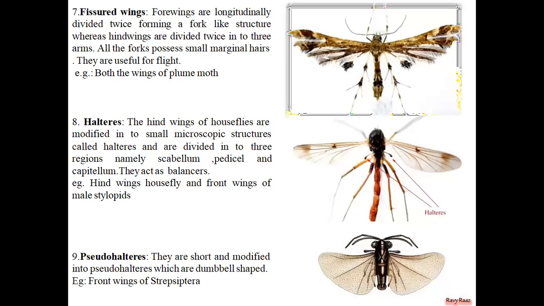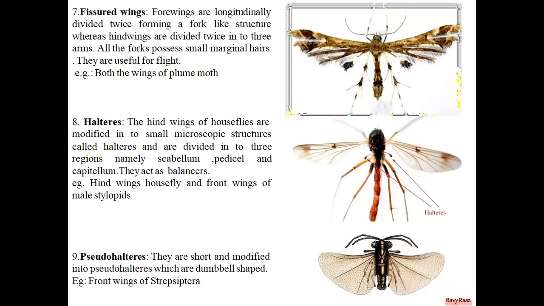In fissured wings, wings are longitudinally divided twice, and these types of wings are present in plume moths, but they are useful for flight. This type of wing is very useful for flight.